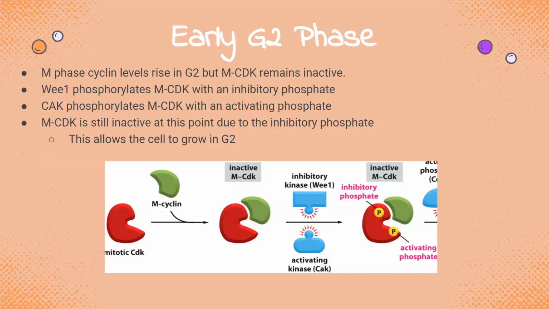So in early G2, this is where we have that pathway with WEE1 that I like. We're getting ready for M phase. Once we're ready for M phase, we want to be able to activate all of our M phase CDK really, really fast and just get going with it. So our M cyclin levels will rise during G2, but our M CDK will remain inactive.